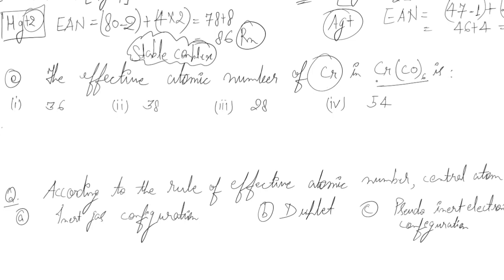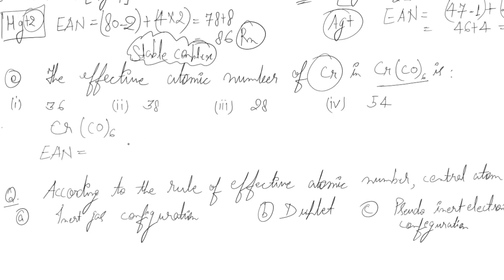So what we can do is just say, what is the complex? Chromium Cr(CO)6. All right, so we will write the chromium. What is the effective atomic number for this chromium? So for chromium, what is the electronic configuration of chromium?